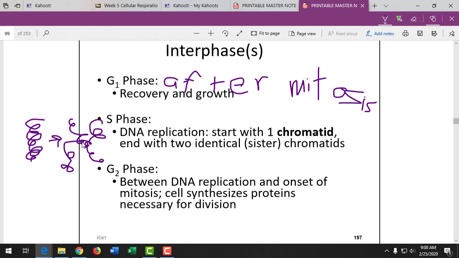And it's combined in the center, and then you have the centromere that connects the two. So you go from a single-stranded chromosome to a double-stranded chromosome with chromatids, with a centromere that connects them. And then the G2 phase is after that, like we said, and that's when it's getting ready to start mitosis again. So this is just before mitosis. So right after mitosis is G1, just before mitosis is G2.